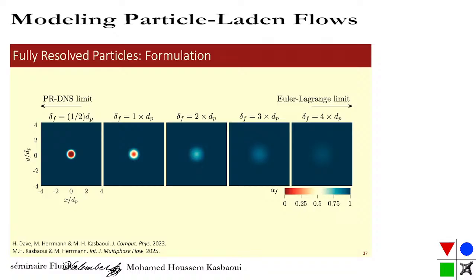If you go to the opposite limit, where you make the filter size progressively larger, now you're going to the Euler-Lagrange limit, or point particle limit, that I talked about earlier, and you get a diffuse patch here.